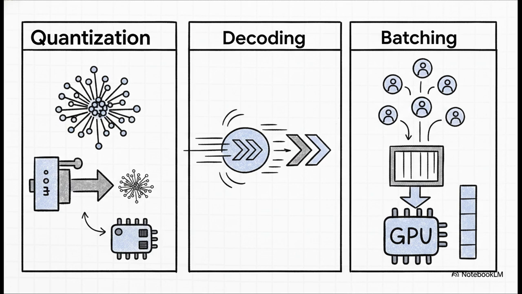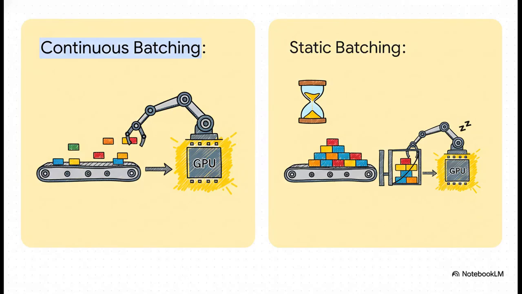Well, you've got things like quantization, which is basically shrinking the model's memory footprint so it can run on cheaper GPUs. Then there are decoding strategies that help the model spit out text faster. And of course, a huge one is how you group user requests together. That's your batching strategy. Now, this is a classic trade-off you'll face. Static batching is simple. You wait for, say, 10 requests to pile up, process them, and then repeat. But that can leave your very expensive GPU just sitting around doing nothing.